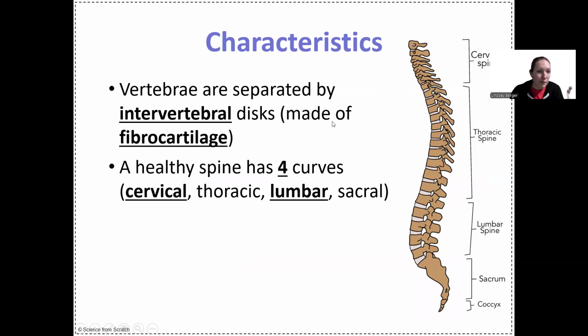So we know they're separated by these discs. We know we have curves: cervical, thoracic, lumbar, and sacral. And you can see the different regions here labeled for you, nice and neat. The curves are labeled exactly for the region that they're in. We're not trying to trick you here, okay?